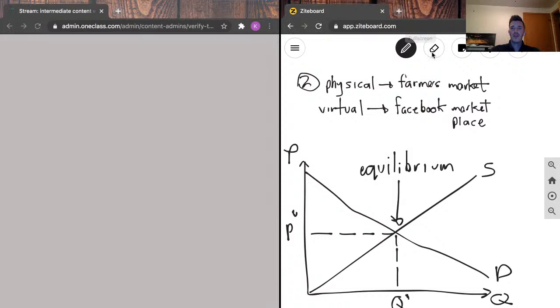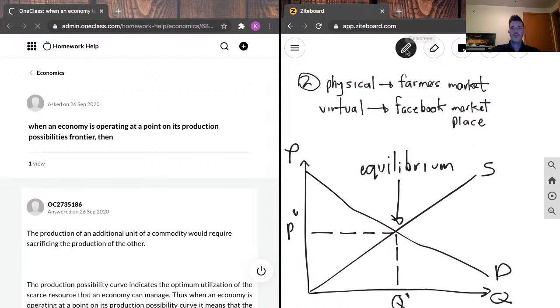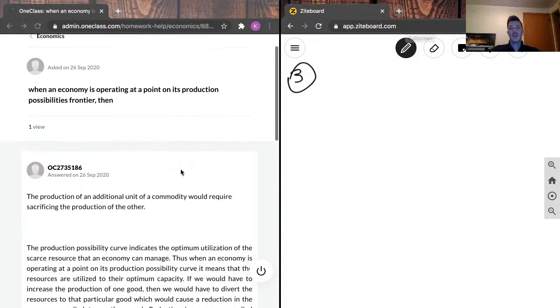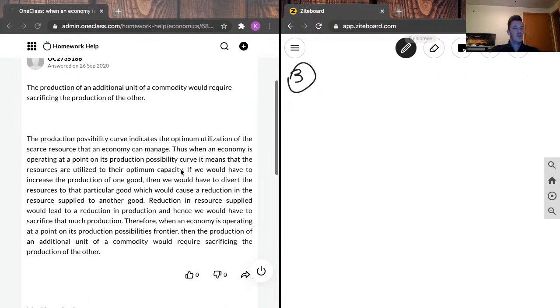All right, we can move on to question 3 here. Question 3 reads, when an economy is operating at a point on its production possibilities frontier, then, and our junior tutor has written that the production of an additional unit of a commodity would require sacrificing the production of the other. That is correct, and their explanation is the production possibility curve, or production possibility frontier, indicates the optimum utilization of the scarce resource that an economy can manage.